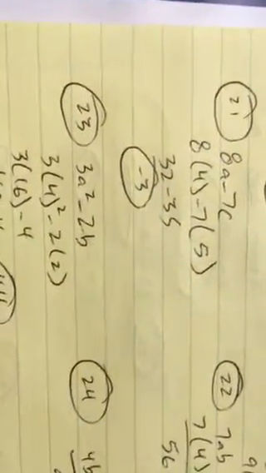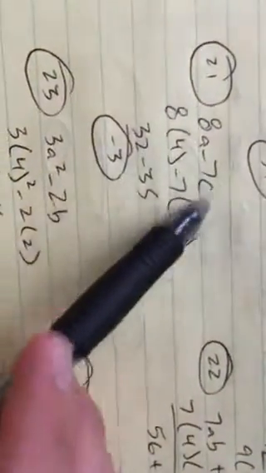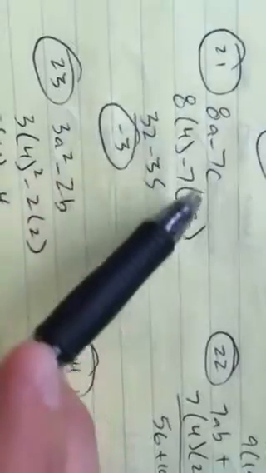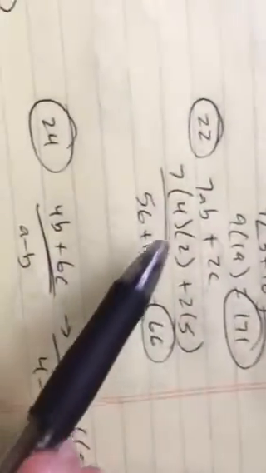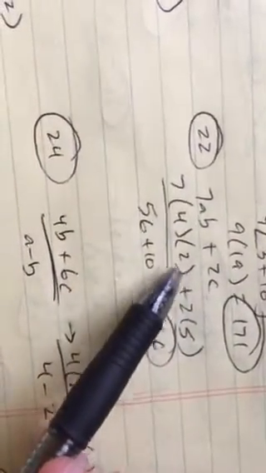Here on 21, that's where you had to substitute. Again, you're going to have 8 of those on your quiz, as I mentioned on Friday. A was 4, C was 5. Plug that in. 32 minus 35 is -3. A is 4, B is 2.